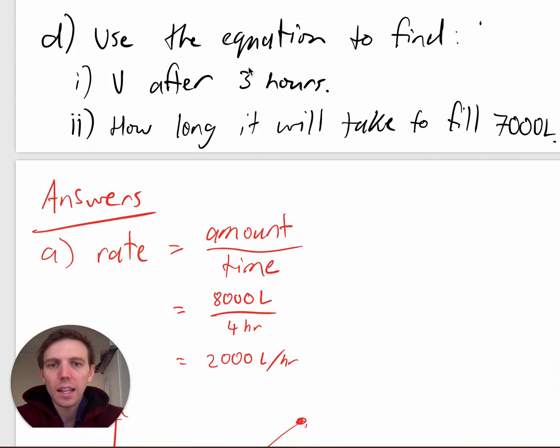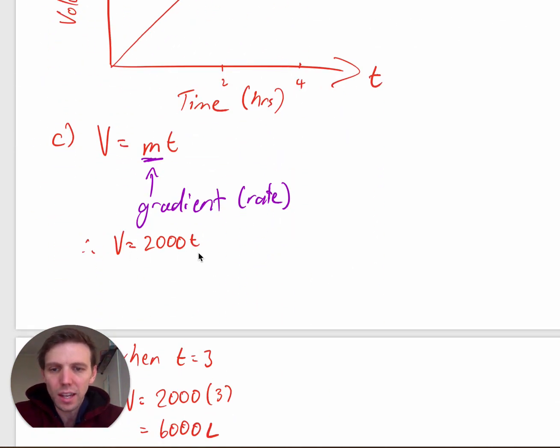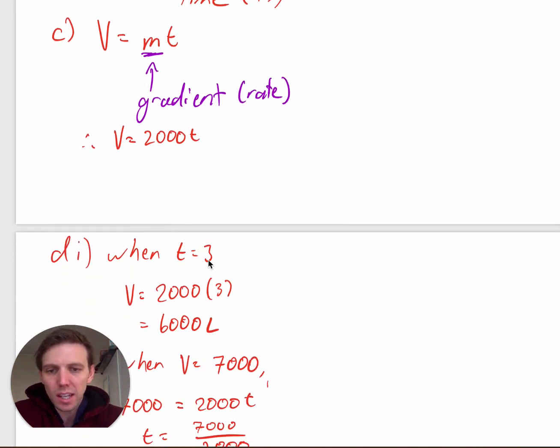Question D. Let's use our equation now to find V after 3 hours and how long it'll take to fill 7,000 litres. So let's have a look at the first one. All we're doing is we're told that T equals 3. So we're going to use our equation that we've got, V equals 2,000T, and we're going to put in T equals 3. So when T equals 3, V equals 2,000 times 3, which gives us 6,000 litres.